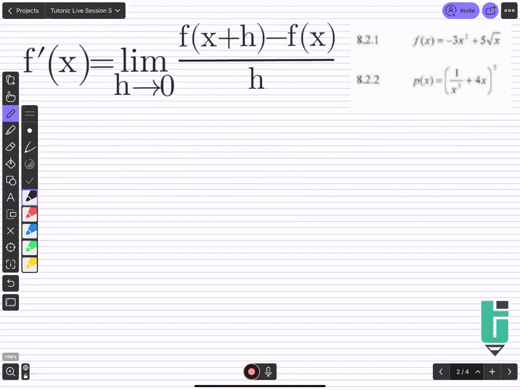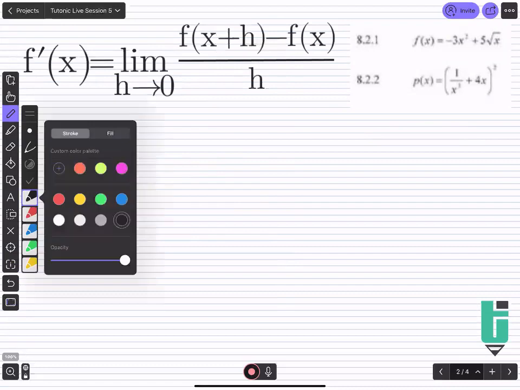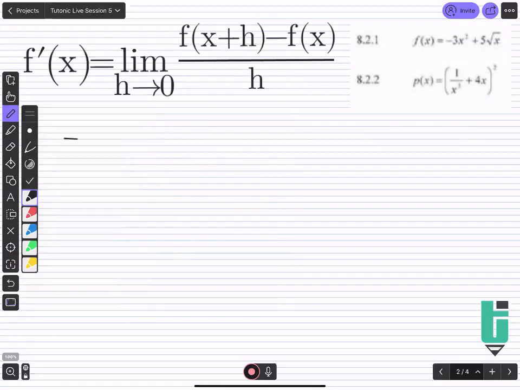But so let's do the derivative. It's not really written very nicely. Minus 3x squared plus 5 root x, the derivative. How do you guys approach this? Who wants to go? I mean, who wants to give it a go? Nafisa, do you want to give it a go?